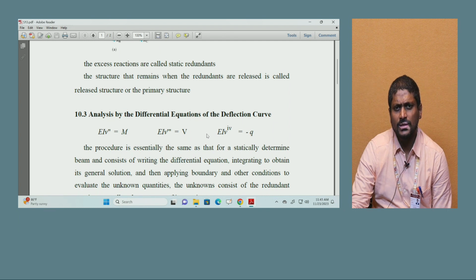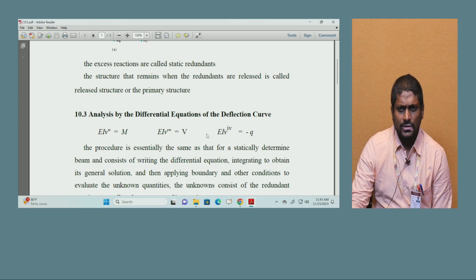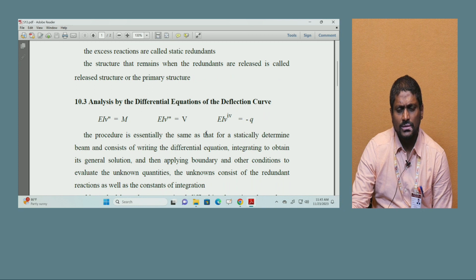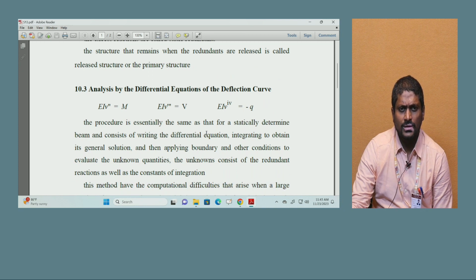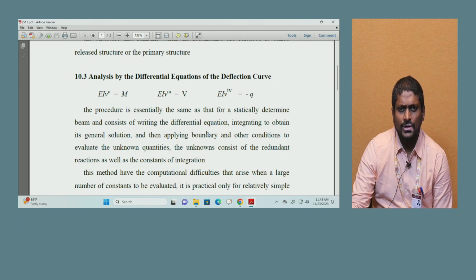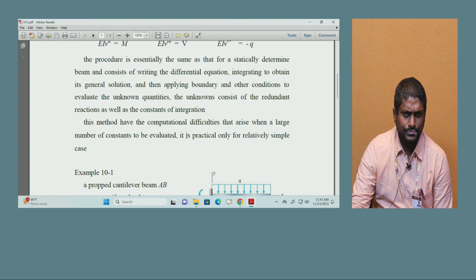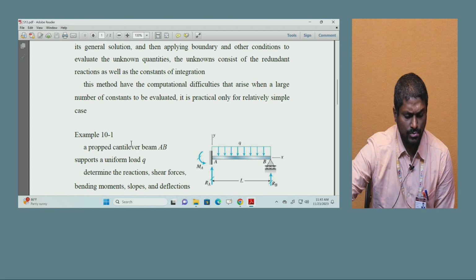The procedure is essentially the same as that for a statically determinate beam and consists of writing the differential equation, integrating to obtain its general solution, and then applying boundary and other conditions to evaluate the unknown quantities. The unknowns consist of the redundant reactions as well as the constants of integration. This method has computational difficulties that arise when a large number of constants have to be evaluated. It is practical only for relatively simple cases, and you can have one example here.